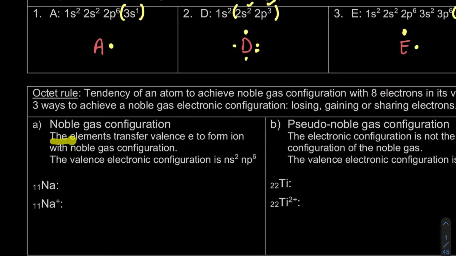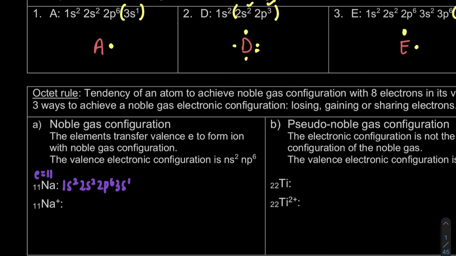Okay, let us look first at A, the noble gas configuration. Here it mentions that the element transfers the valence electron to form an ion with noble gas configuration, where the valence electronic configuration is ns2 and np6. We're going to start with sodium. Sodium has 11 protons, and its electrons are also 11, since it's a neutral atom. So I'm going to write down the electronic configuration. This is the electron configuration for a neutral sodium atom.